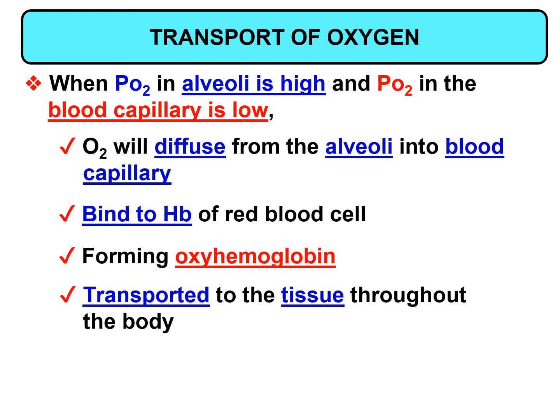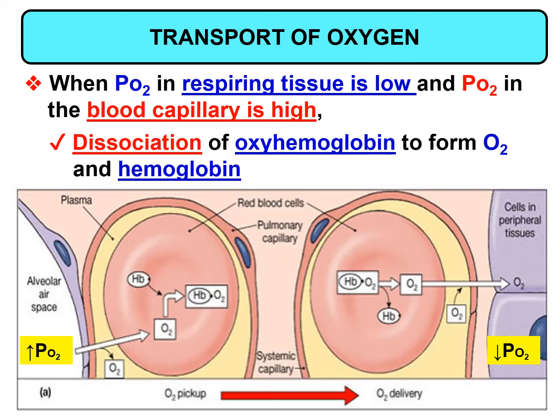How does the oxygen diffuse from alveoli into the blood capillary? What makes them move easily from alveoli into the blood capillary? Because the partial pressure in alveoli is high, while partial pressure of oxygen in the blood capillary is low. So oxygen will diffuse from alveoli into blood capillary, then bind to hemoglobin, forming oxyhemoglobin. Then the oxyhemoglobin will be transported to the tissue throughout the body.